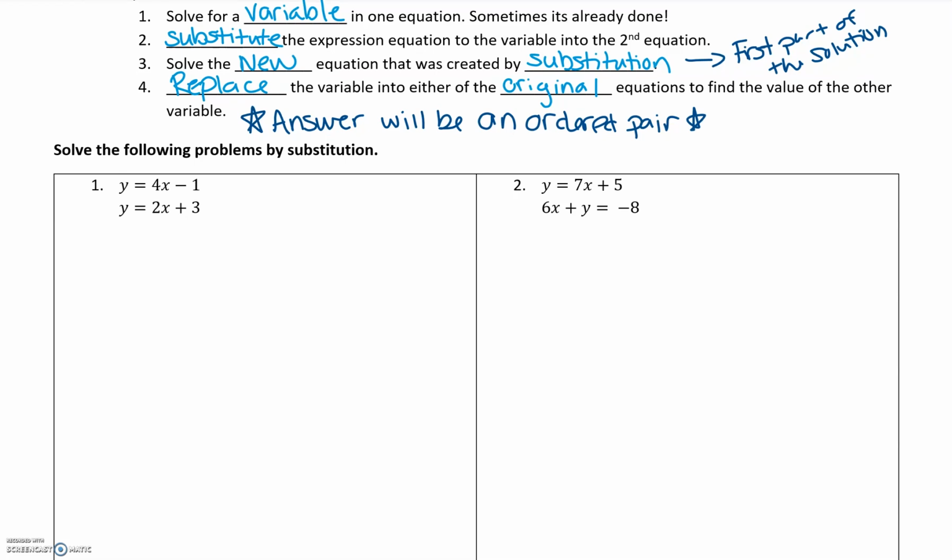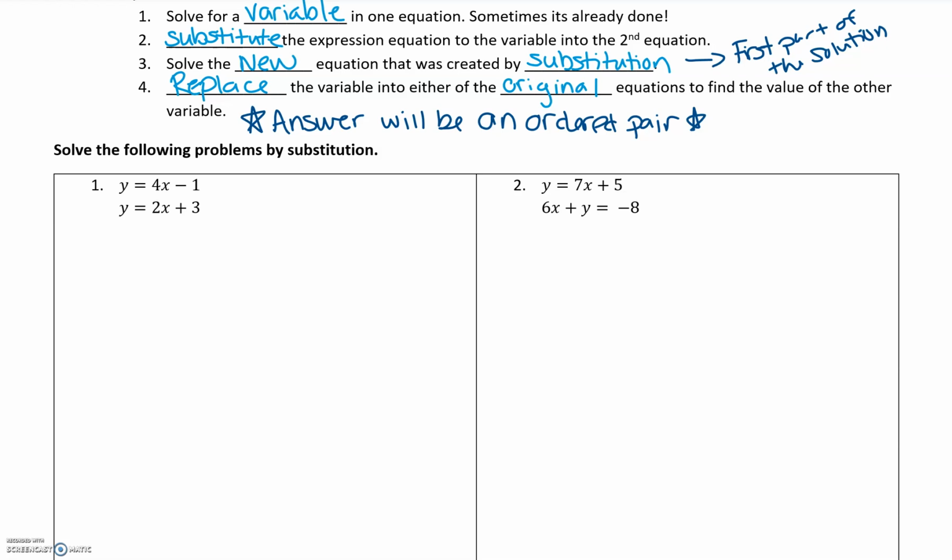So number 1, here's our system. We have two equations that say y equals 4x minus 1 and y equals 2x plus 3. What we notice here is both of them are already solved for the variable y. So step 1 is done. It's already solved for a variable. So we can pick whichever equation we want to use. I'm just going to use the top equation.